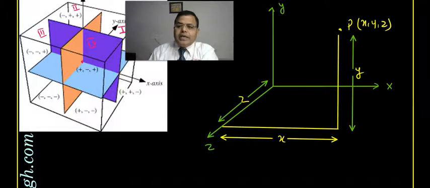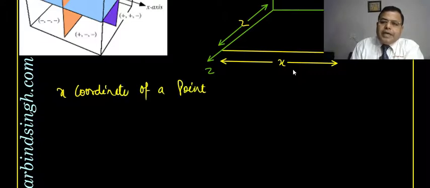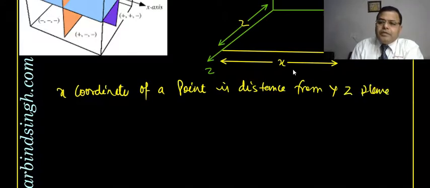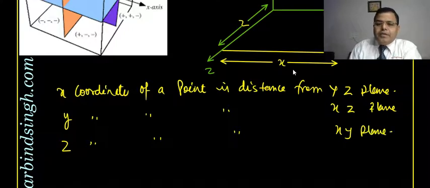The x coordinate of a point is the distance of the point from the yz plane. The y coordinate of a point is the distance from the xz plane, and the z coordinate of a point is the distance from the xy plane. So the x coordinate is the distance from the yz plane, measured along the x axis, the y coordinate along the y axis, and the z coordinate along the z axis. I hope you got it.